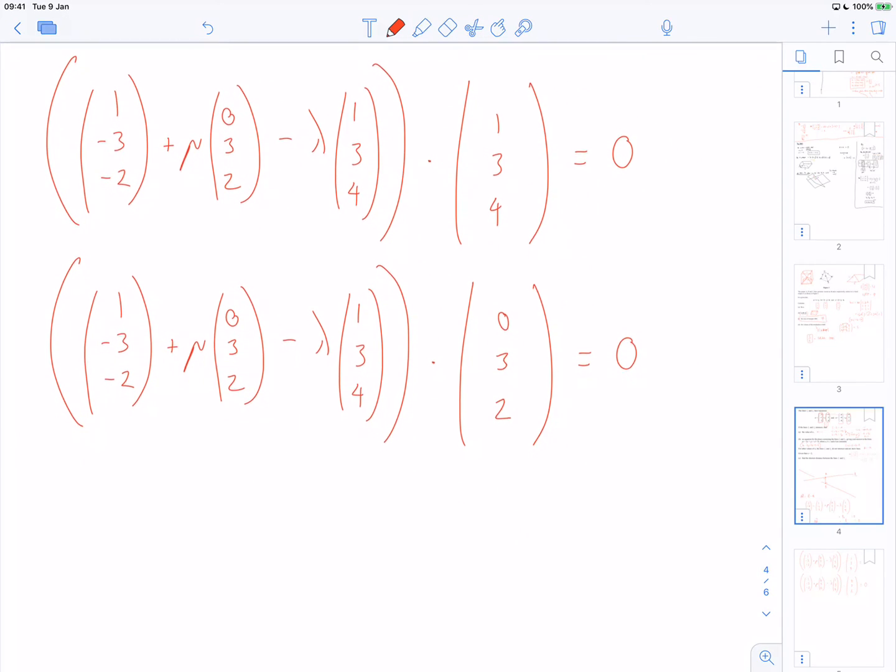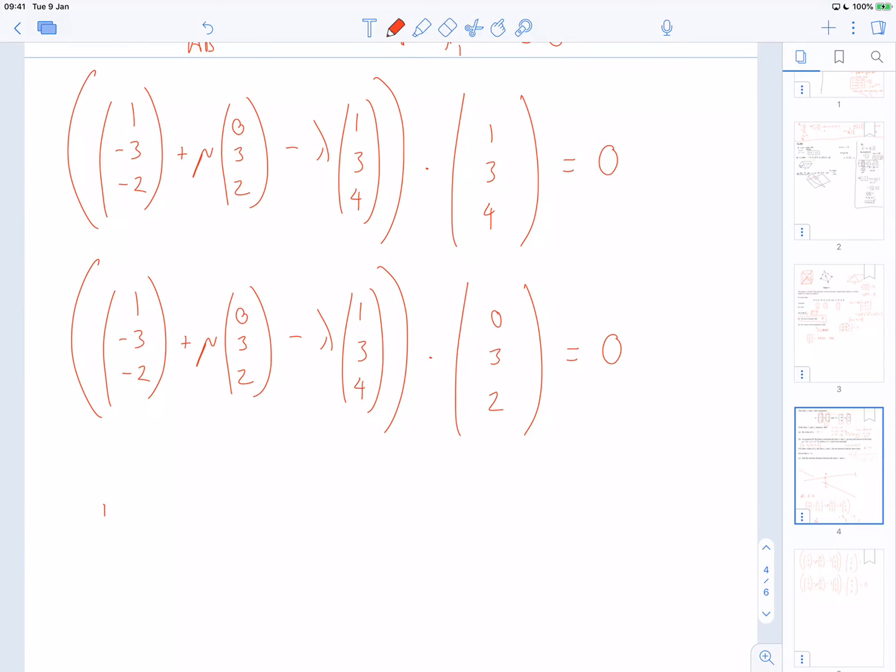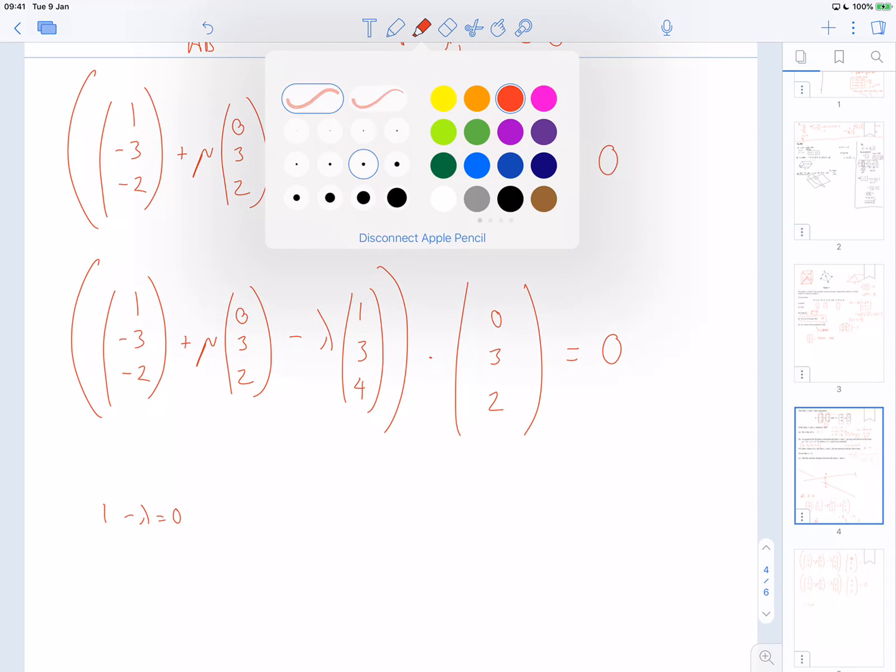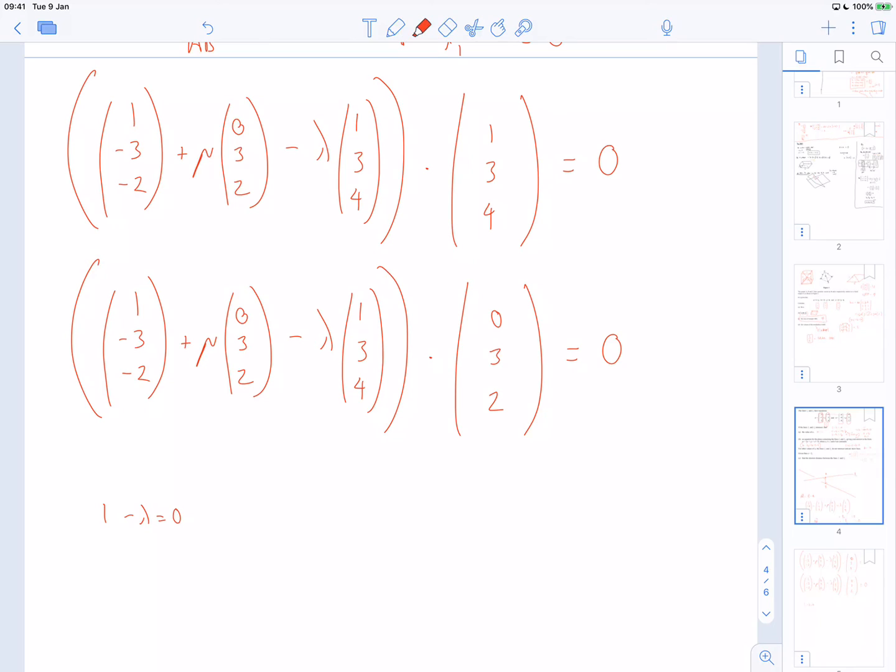So the first line is going to be 1 lots of 1 plus no mu minus 1 lambda equals 0. Can you see that? Because if I just do the dot products on this, I'm going to have 1 lots of 1 plus mu lots of 0 minus lambda lots of 1. And clearly that's going to be 1 plus no mu minus 1 lambda times 1 equals 0, so straight away I know lambda is 1. So although this looked a bit confusing, actually it's going to simplify out pretty quickly.